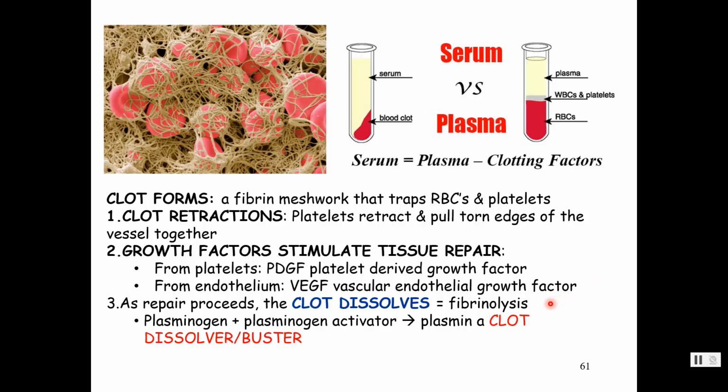As that blood vessel repairs, though, we want that clot to dissolve. So there's a process for that as well. That's called fibrinolysis. In the blood, there's a protein in inactive form made by the liver. It's magical. Plasminogen, so the genesis of plasmin. There's also plasminogen activator. So that protein is going to convert plasminogen to plasmin. Plasmin is a clot dissolver or a clot buster, if you want to think of it that way, and that's going to dissolve that clot. You don't want that clot to last forever.